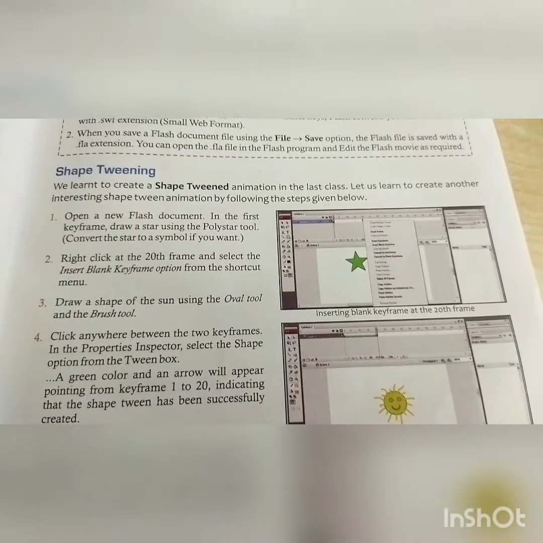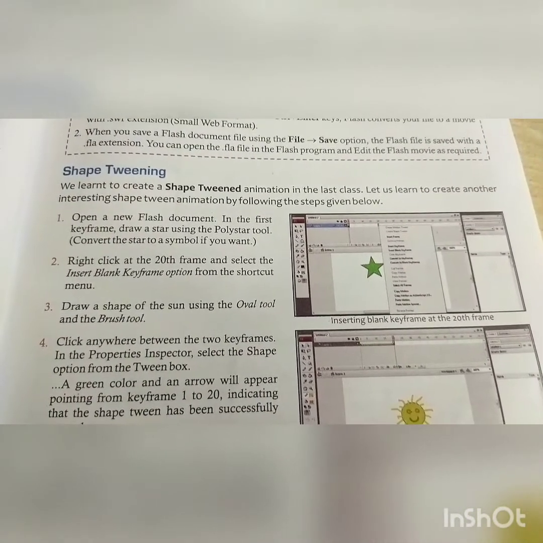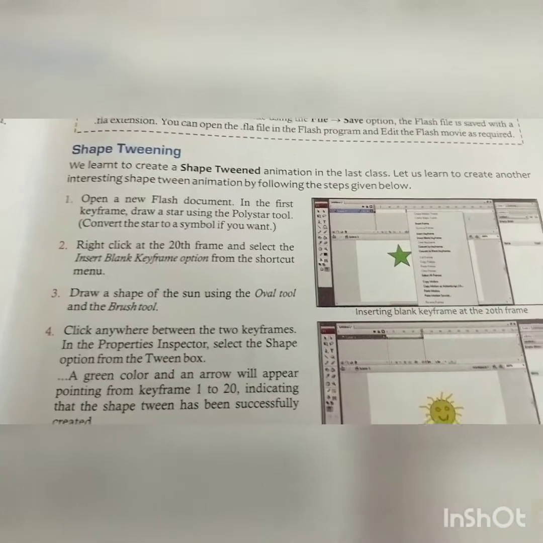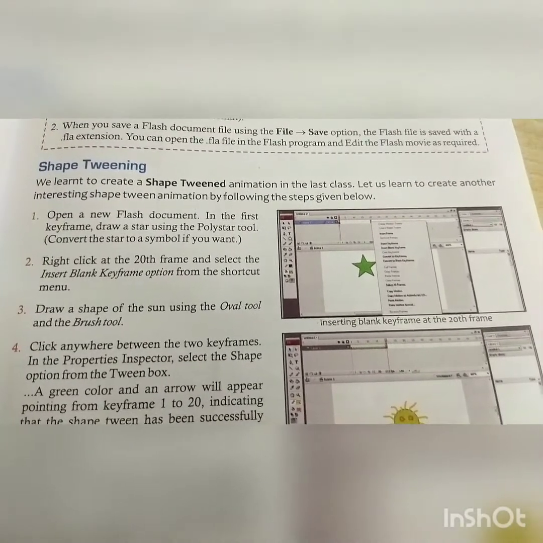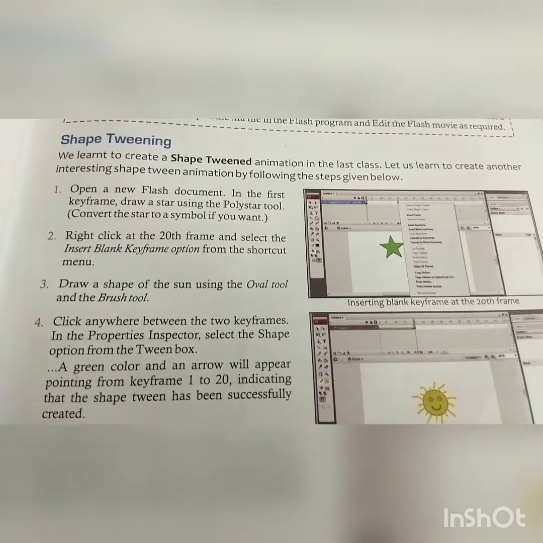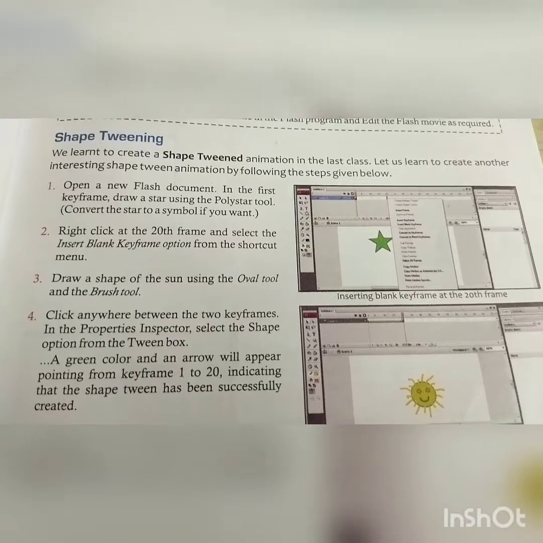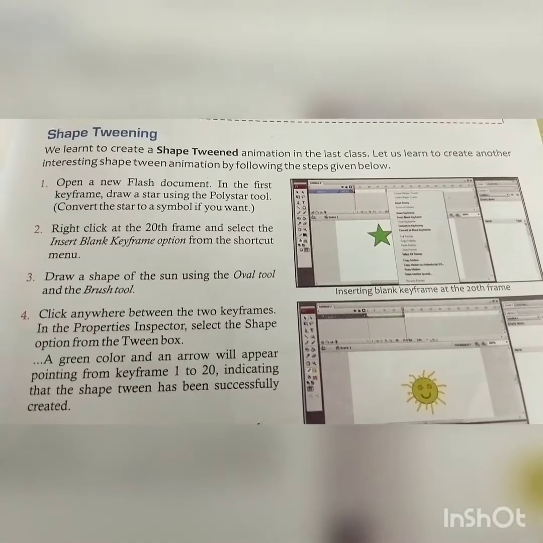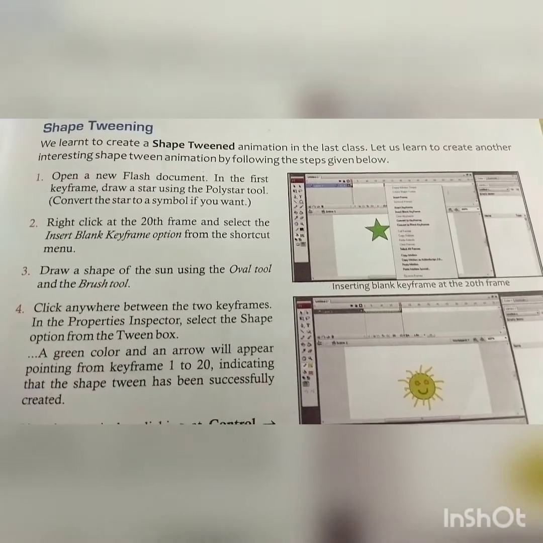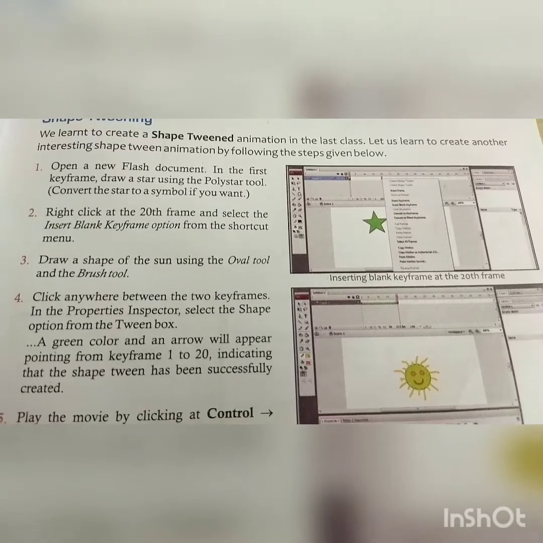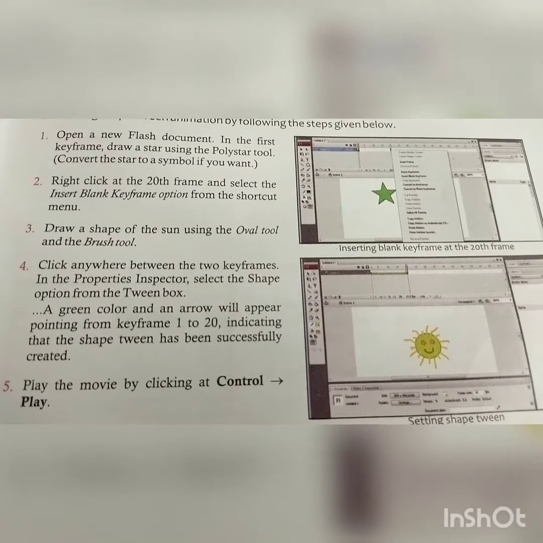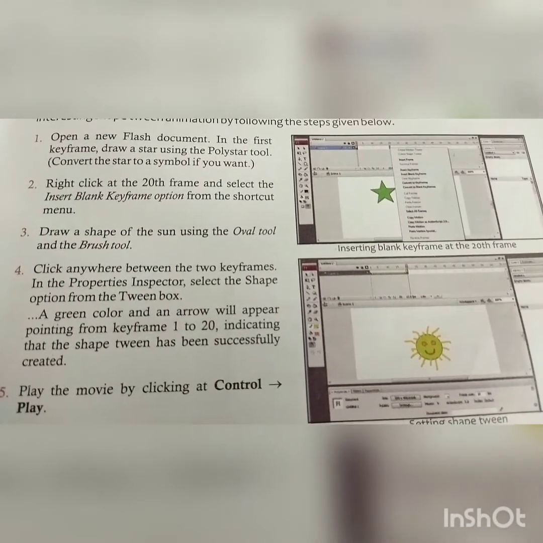Now the second animation is shape tweening. In your last class we already learned shape tween animation by the following steps. Open a new Flash document. In the first keyframe, draw a star using the PolyStar tool. You can draw any shape in shape tween animation with the help of Flash. Then right click on frame 20 and select the insert blank keyframe option from the shortcut menu. After that, draw a shape of the sun using the oval tool and the brush tool.